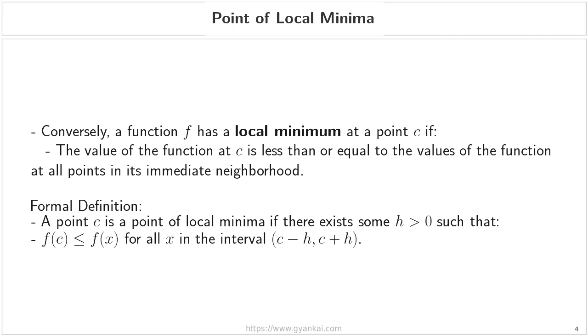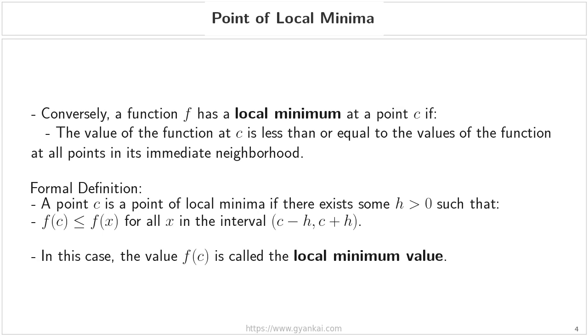To put this into a formal mathematical definition, a point C is considered a point of local minima if there exists some positive number h such that the function value at C is less than or equal to the function value at x, for all x within the open interval from C-h to C+h. In this scenario, the actual output of the function at that point, which we call f of C, is referred to as the local minimum value. While these formal definitions can seem a bit abstract, they become much clearer when we visualize them. In the next slide, we will explore the geometric interpretation to see how these local maxima and minima look like a landscape of mountains and valleys.